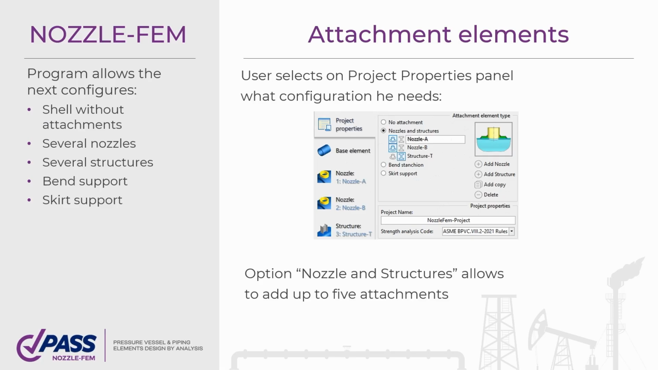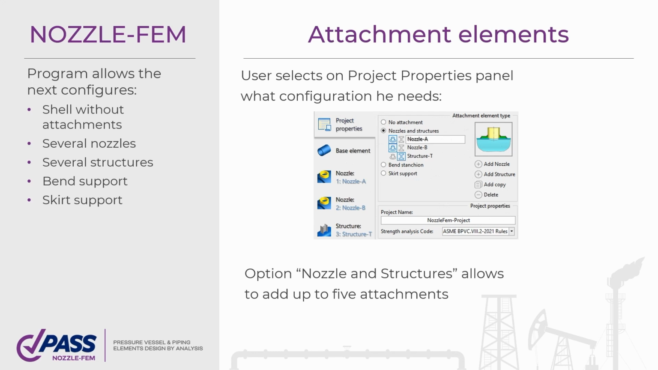Attachment elements. The program allows the next configurations. Shell without attachments, for example, if you need to calculate a conical reducer or conical head with a central nozzle. Next, several nozzles and several structures. We can add up to 5 items simultaneously.